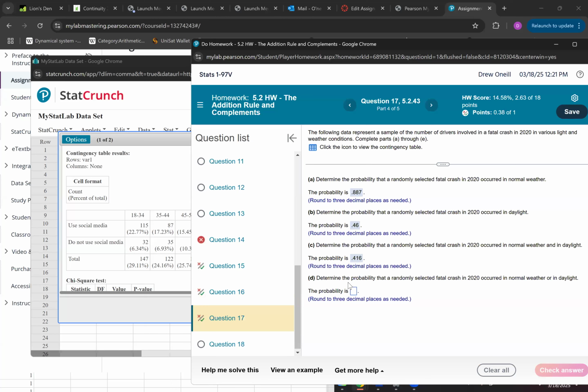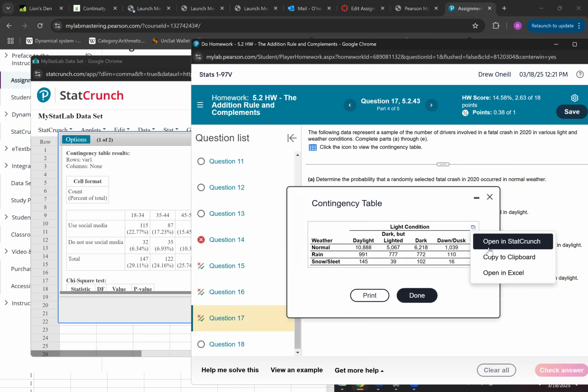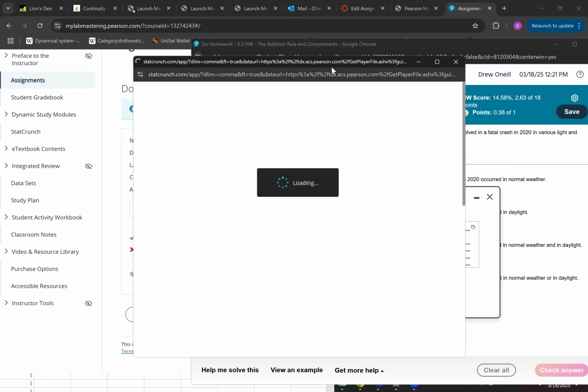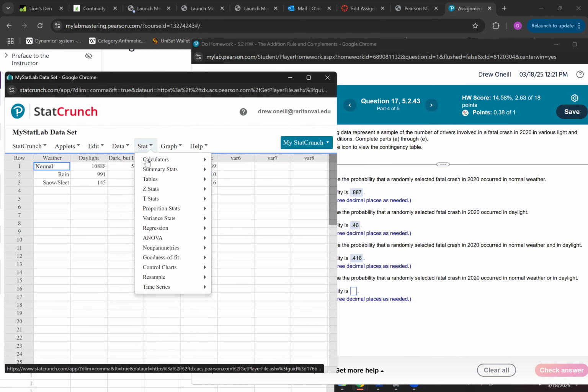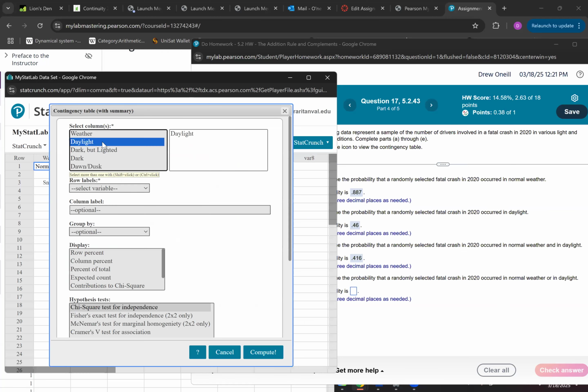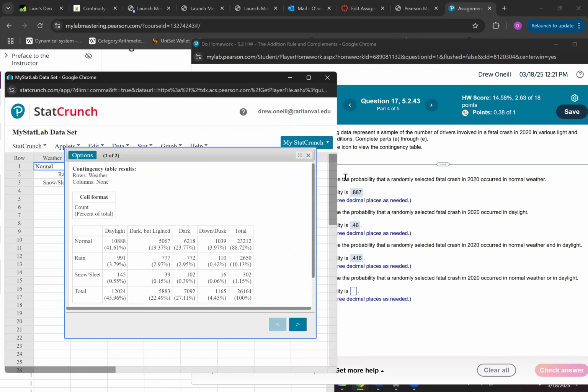Let me clear this out. Well, I'll just open this and show you how to do the same thing. Open the data. It's a contingency table, which is going to really represent probabilities. I hit stat, tables, contingency with summary. Make sure you select the right columns. Weather is actually not a column where there's data. It's just a qualitative variable. And my row label is weather. Make sure you select percent of total. It's as simple as that. And you can see all these answers came from there.